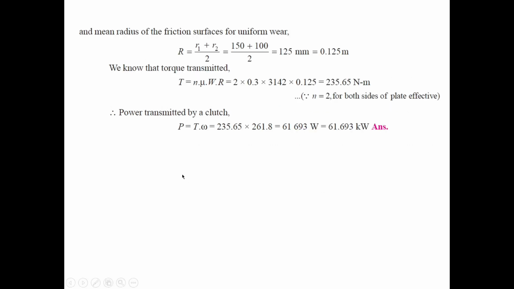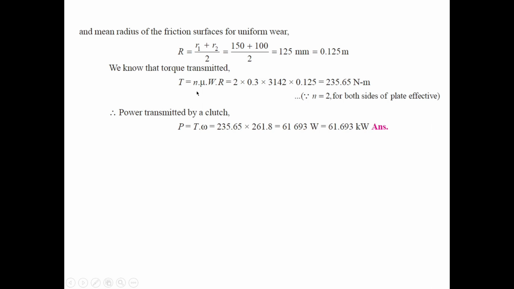Our ultimate aim is to find out the power transmitted by a clutch. So first of all, you have to write down the formula. What is the parent formula? Power P is equal to torque T into angular velocity. Since the torque is unknown, we have to find out the torque value by substituting this formula.